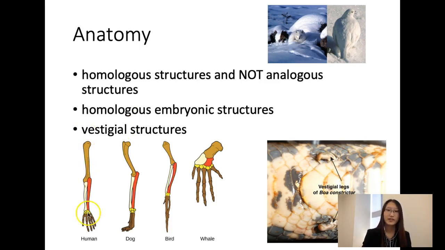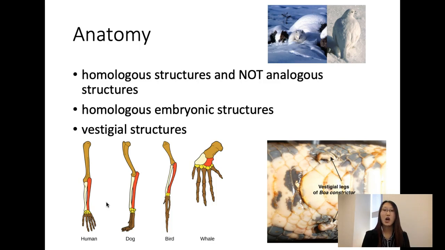So for example, human and dog and birds and whales, you can see that the bone structures are very similar to each other, but they have different purposes. For human, we can grab things. For dog, they walk and they dig the dirt. Birds use their wings to fly, and whales swim. So these four structures are very similar to each other, but they have different functions. And they're similar to each other because these four organisms, or these four species, had the same common ancestor at one point. So these are called homologous structures.